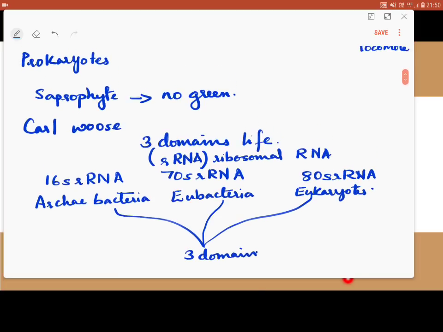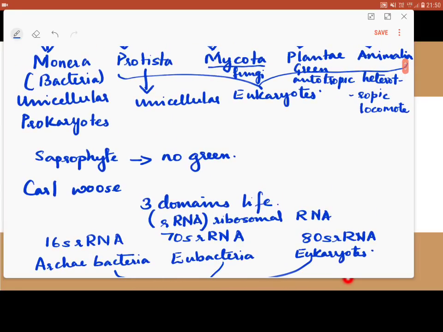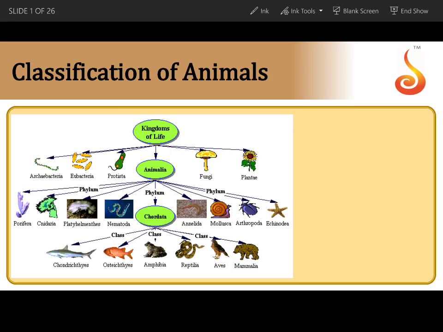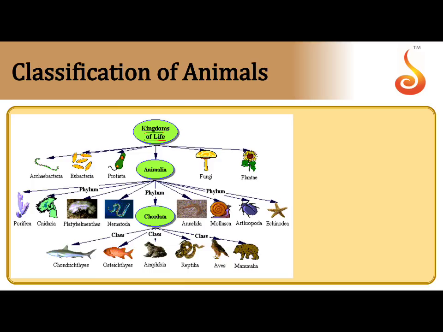Now, if we have to compare these 3 domains along with our 5 kingdom classification, what do we understand? Eukaryotes comprise Protista, Mycota, Plantae and Animalia. 70S ribosome is present in Eubacteria, which is a part of Monera. 16S rRNA is a part of Archaebacteria, which is also a part of Monera. So, if we were to follow the three domains of life, then we would have 6 kingdoms and not 5. Based on this, we can look into a chart. So, we are seeing kingdoms of life as Archaebacteria, Eubacteria, Protista, Fungi, Plantae and Animalia.